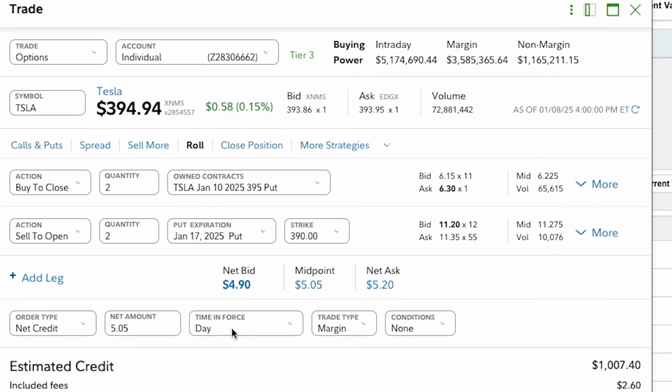Typically, I make it good for the day, and then when you preview the order, it'll show you everything. So it's right here. It shows you that you will receive $1,000 for this roll, and you're basically kicking the can down the road, and you're going down in strike price. So this would be a very successful roll. The only way to make this better is if you break it apart. So let me show you what that would look like.